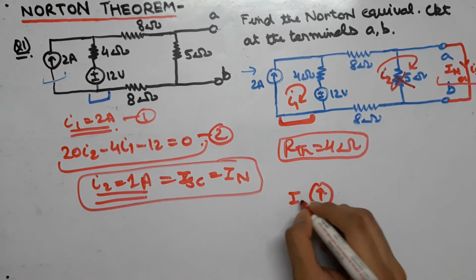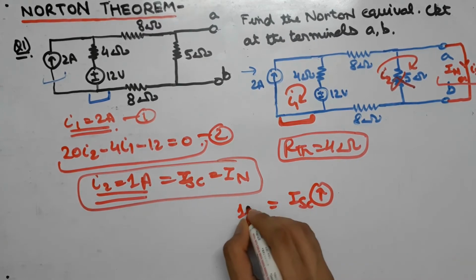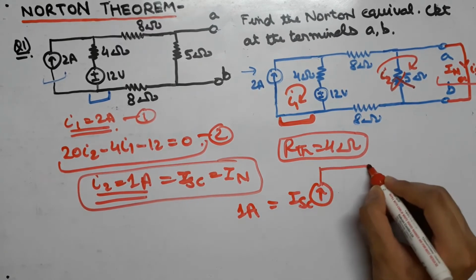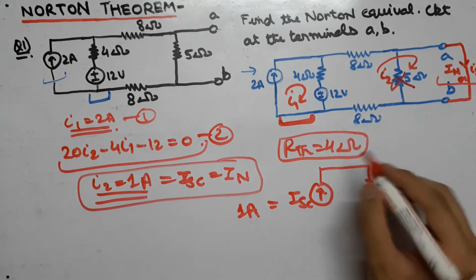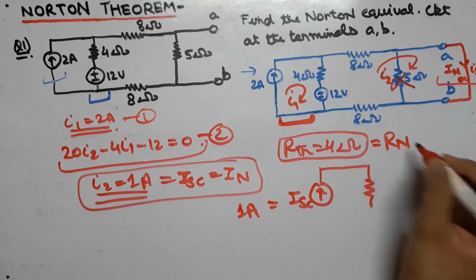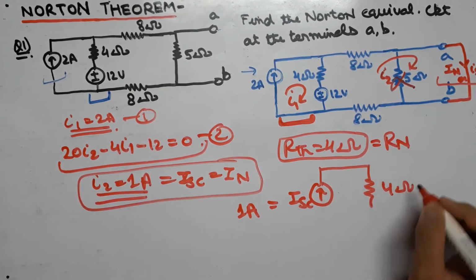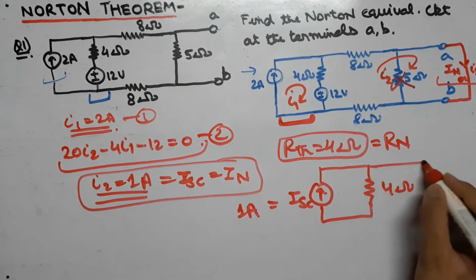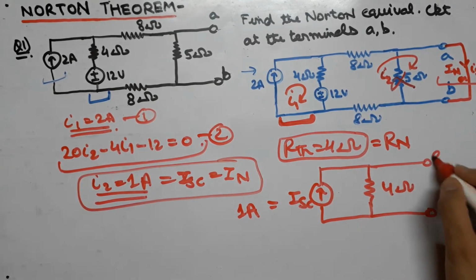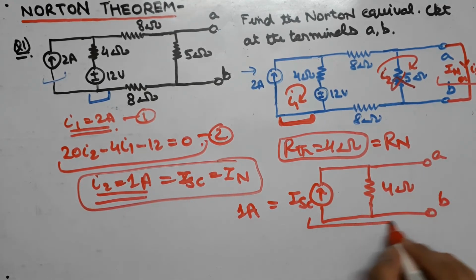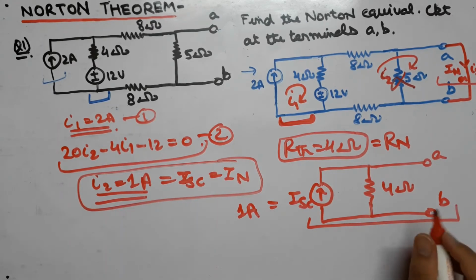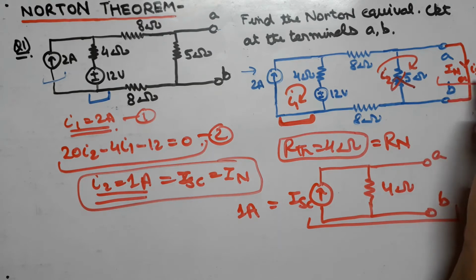So over here we will put ISC, which has come out to be 1 ampere, in parallel with RTH, or we can say this is RN, that is 4 ohm, with the terminals A and B. So this is our final Norton equivalent circuit. Now there is another way to solve this question without finding out IN first.